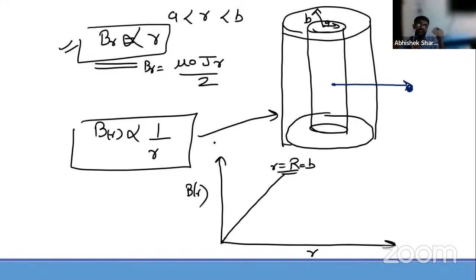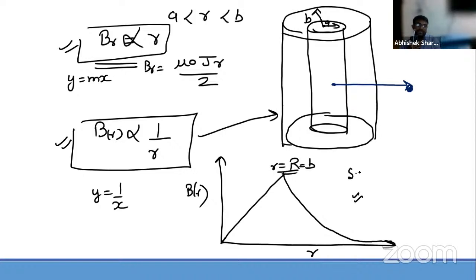Then when we go beyond this capital R or B, the magnetic field relation changes. Now the magnetic field is inversely proportional to r, or directly proportional to 1 by r. And the graph of 1 by r is like y equals 1 by x. It will not touch the x-axis, by the way, but it will go like this. So this is the graph, and this is our solution.